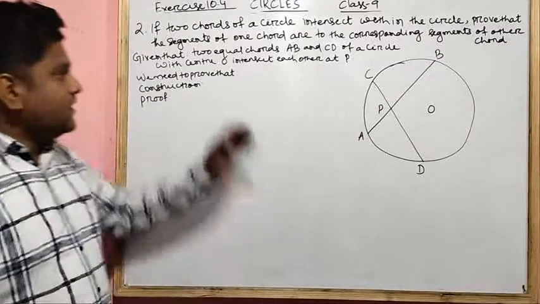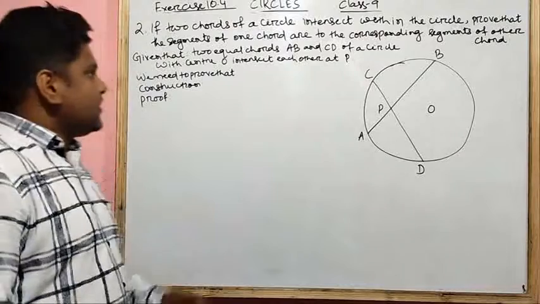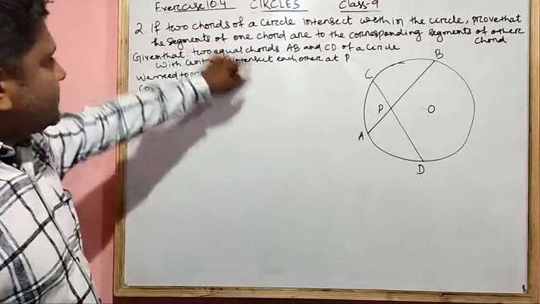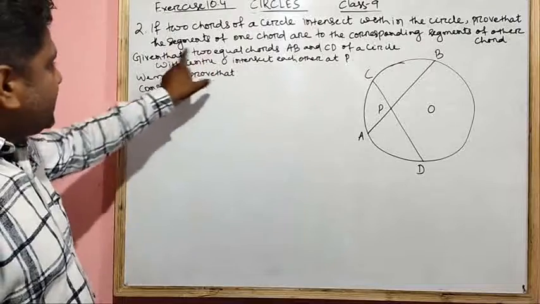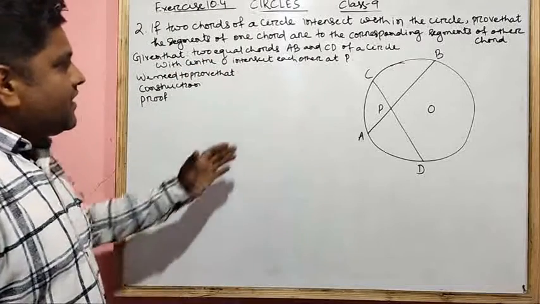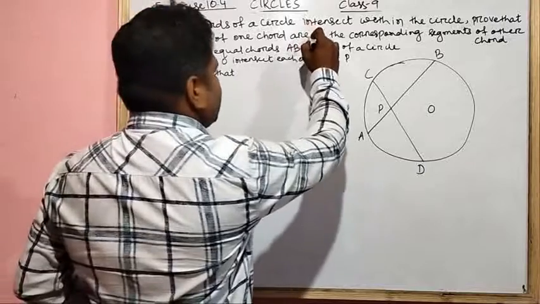Let's take number 2 of circle class 9. It is from exercise 10.4. If two chords of a circle intersect each other within the circle, prove that the segment of one chord are equal to the corresponding segment of other chord.